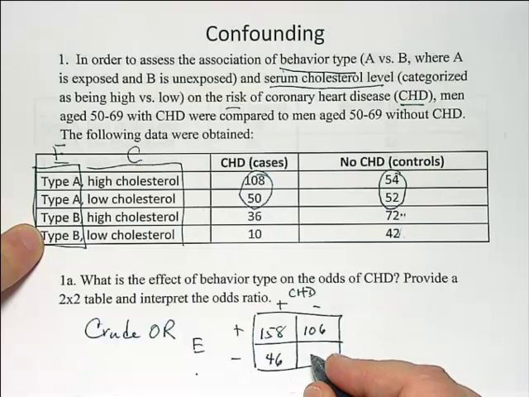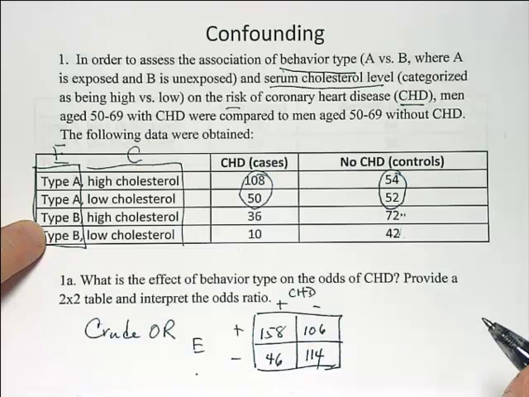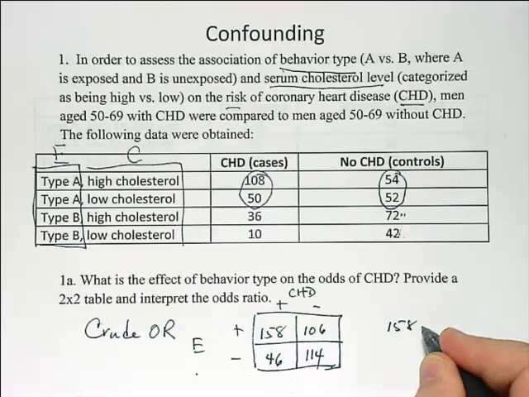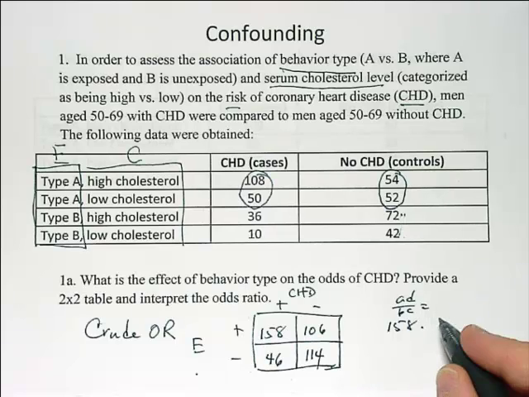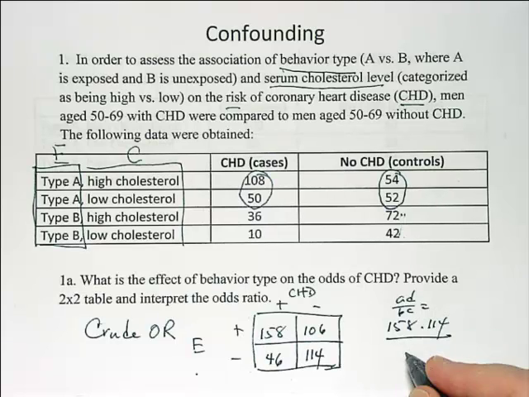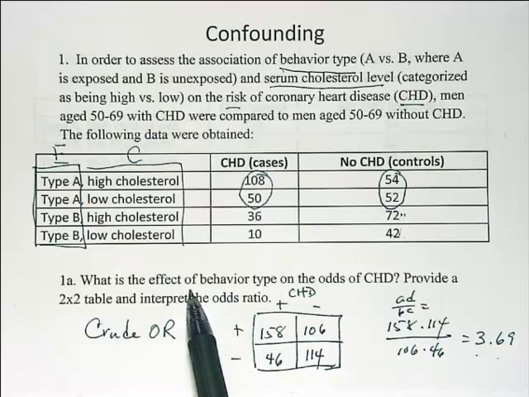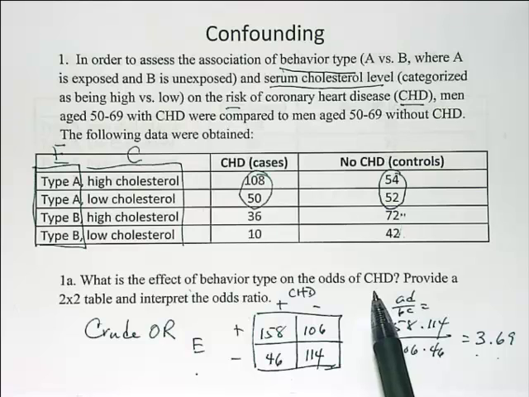that's 114. So now the odds ratio is just the way that we've always calculated it. It's AD over BC, if you want to remember the formula. And that translates into a crude odds ratio of 3.69. You could even see this in the literature: the crude odds ratio of the association between type of behavior and coronary heart disease is 3.69.